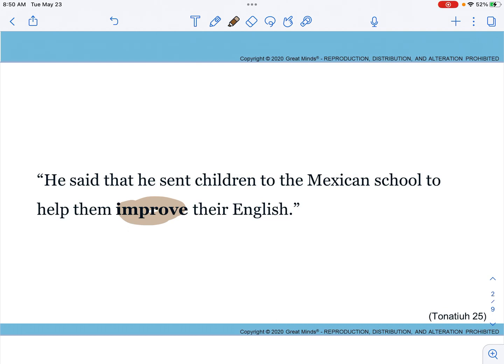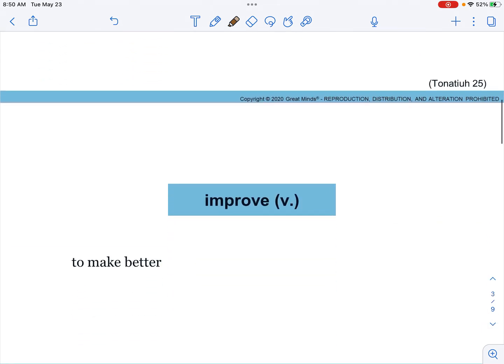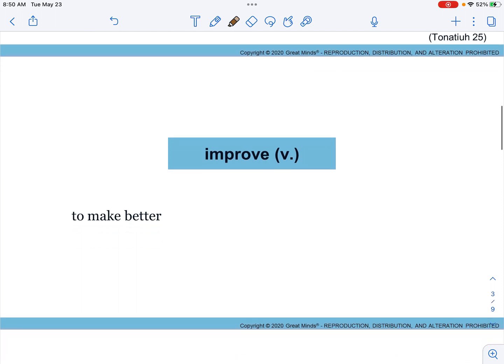What other clues give us information about the word improve? On page 25, it says that Sylvia thought that her English did not need to improve because it was already just as good as any of the other children. That kind of gives us a hint as to what improve means. It also says to help them. That's another hint. So improve means to make better.